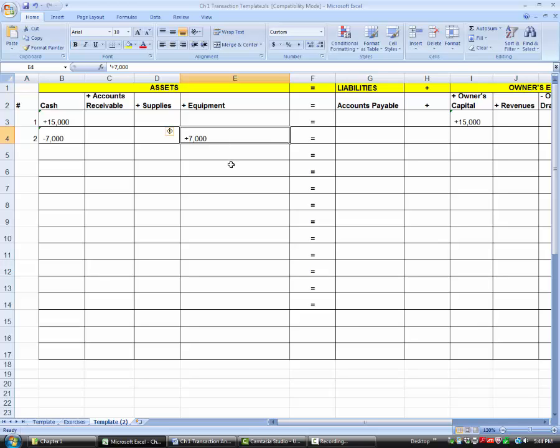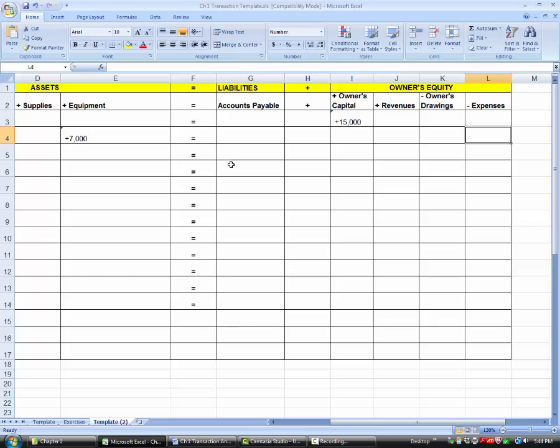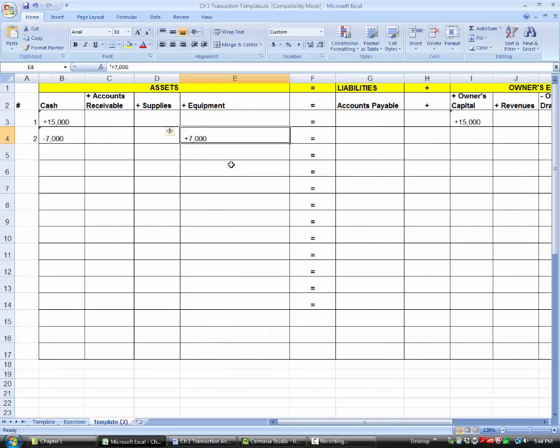Now you may be asking yourself, but isn't this an expense? Why didn't we record the equipment under expenses? Remember, an asset is something that we own where we will get future benefits, either in terms of use or in terms of cash flow. We do not record the equipment as an expense because the equipment is going to be used in the future and it will give us benefits. Therefore, it is an asset.